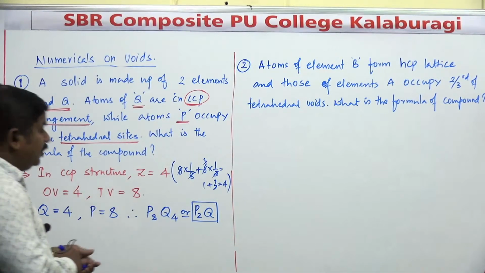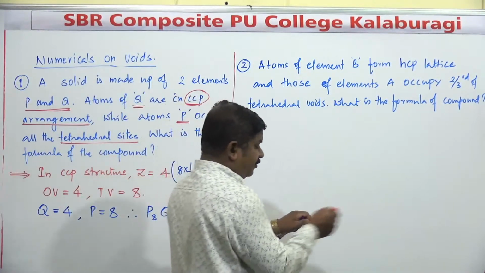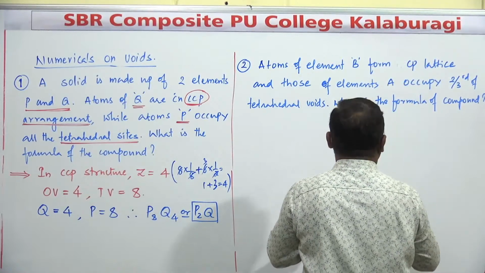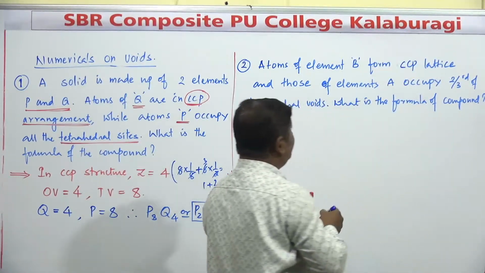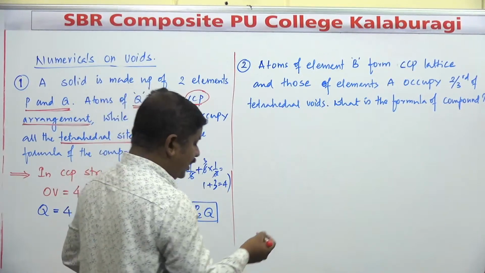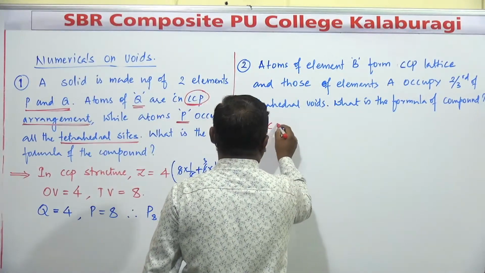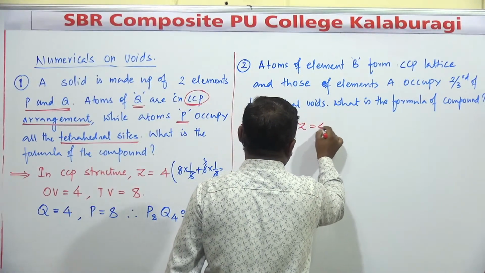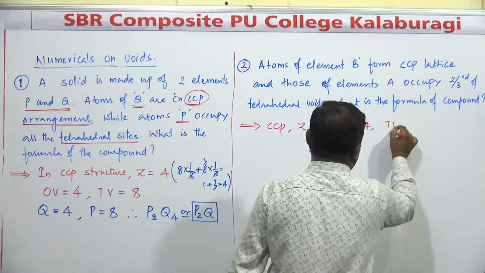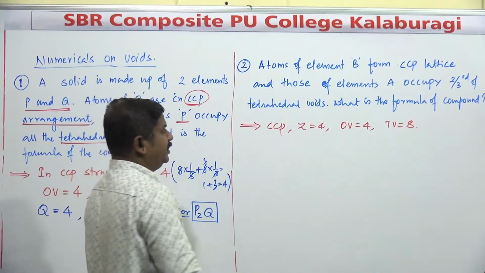So, this problem is also going to be very similar to the first one. Atoms of element B form CCP type of lattice, and those of element A occupy two-thirds of the tetrahedral voids. What's the formula of the compound? Here also, in case of CCP arrangement, already we have mentioned Z is equal to 4. When Z is equal to 4, octahedral void is also equal to 4. Tetrahedral void will be double the number of octahedral voids, or double the number of total spheres.